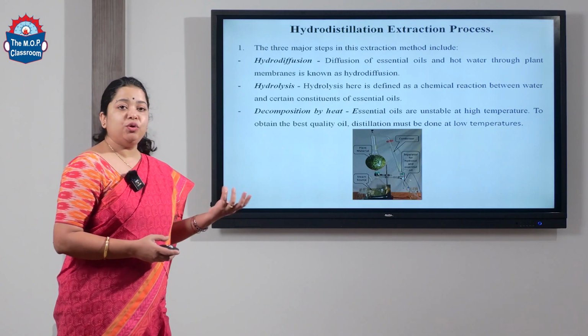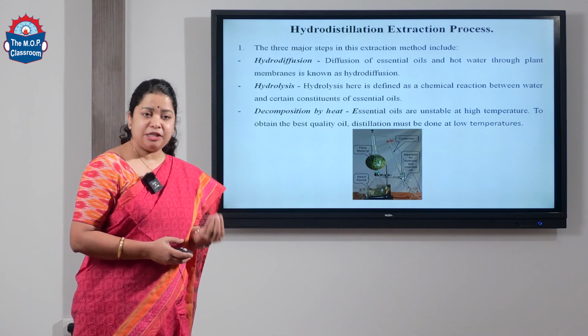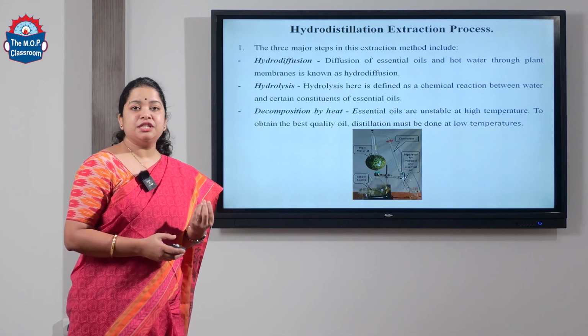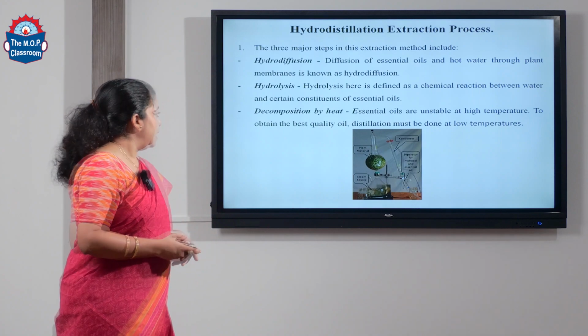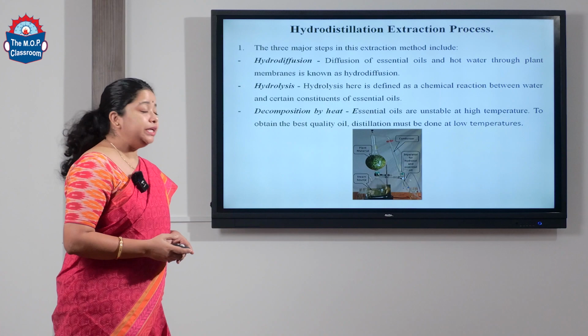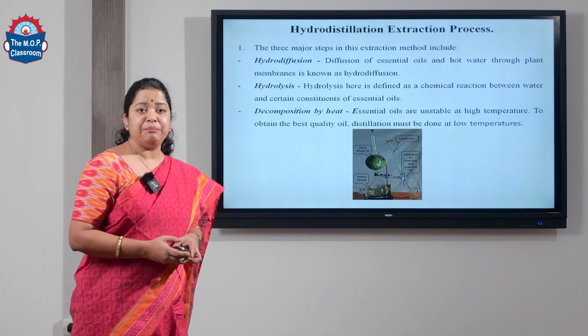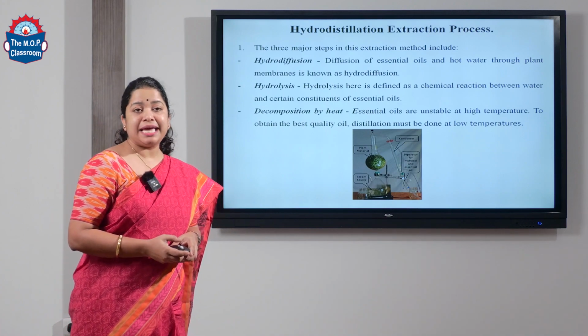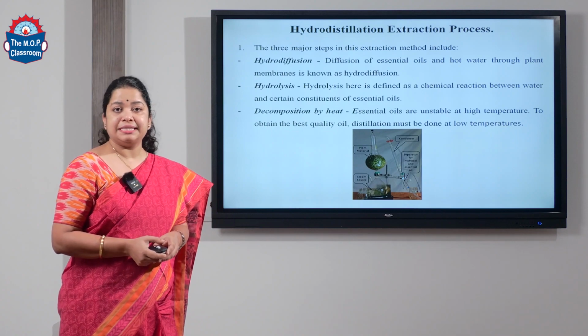So, we already know that distillation uses some heat source to release the volatile compounds. Here, essential oils are unstable at high temperature, and to obtain the best quality oil, we have to go in for lower temperatures so that we do not lose any of the essential components of the essential oils.